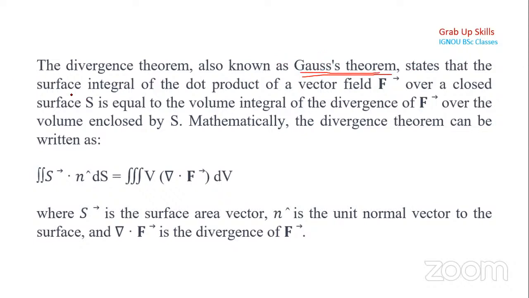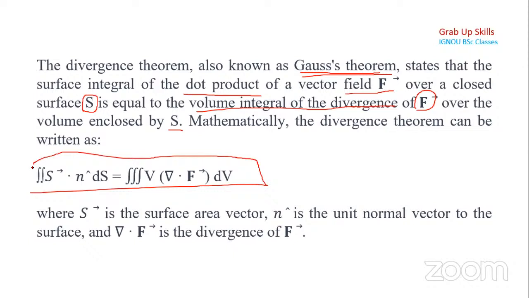So what does it state? It states that the surface integral of the dot product of a vector field F vector over a closed surface S is equal to the volume integral of the divergence of F vector over the volume enclosed by S. So how would you write this theorem mathematically? There is the formula that we have: integration of S vector into n cap dS is equal to integration over V of gradient dot F vector dV.